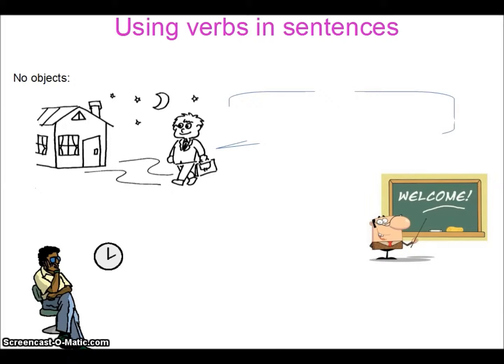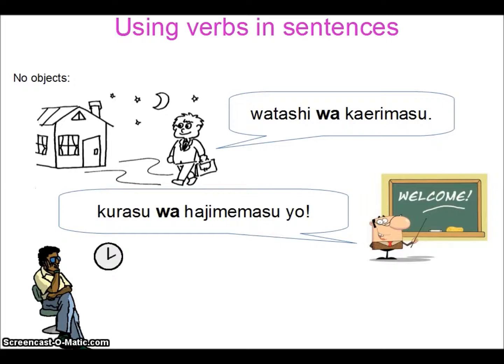So first we have this man, and he says, Watashi wa kaerimasu. This means, I go home. Now we have a teacher, and he's speaking, and he says, Kurasu wa hajimemasu yo. So class will begin. Class begins. In Japanese, just the regular verb can mean begins, or it can mean will begin. That's true for all of them. So it's either just general, like it does this, or it will do this.